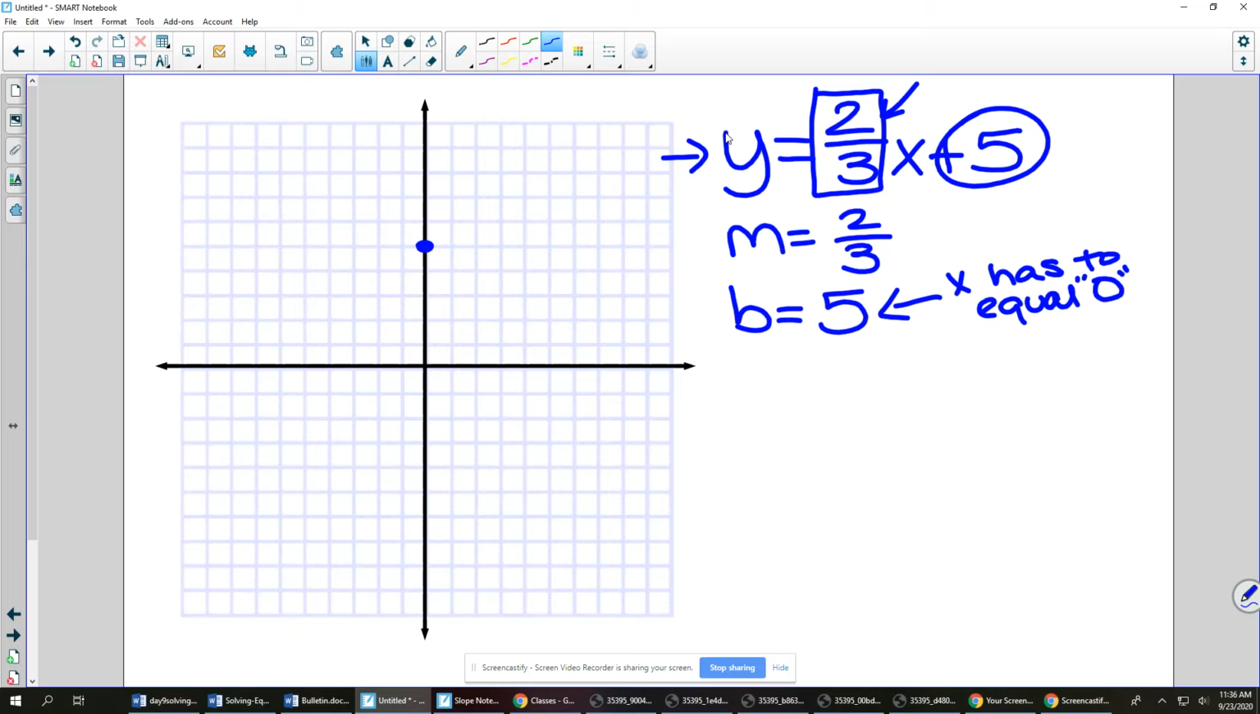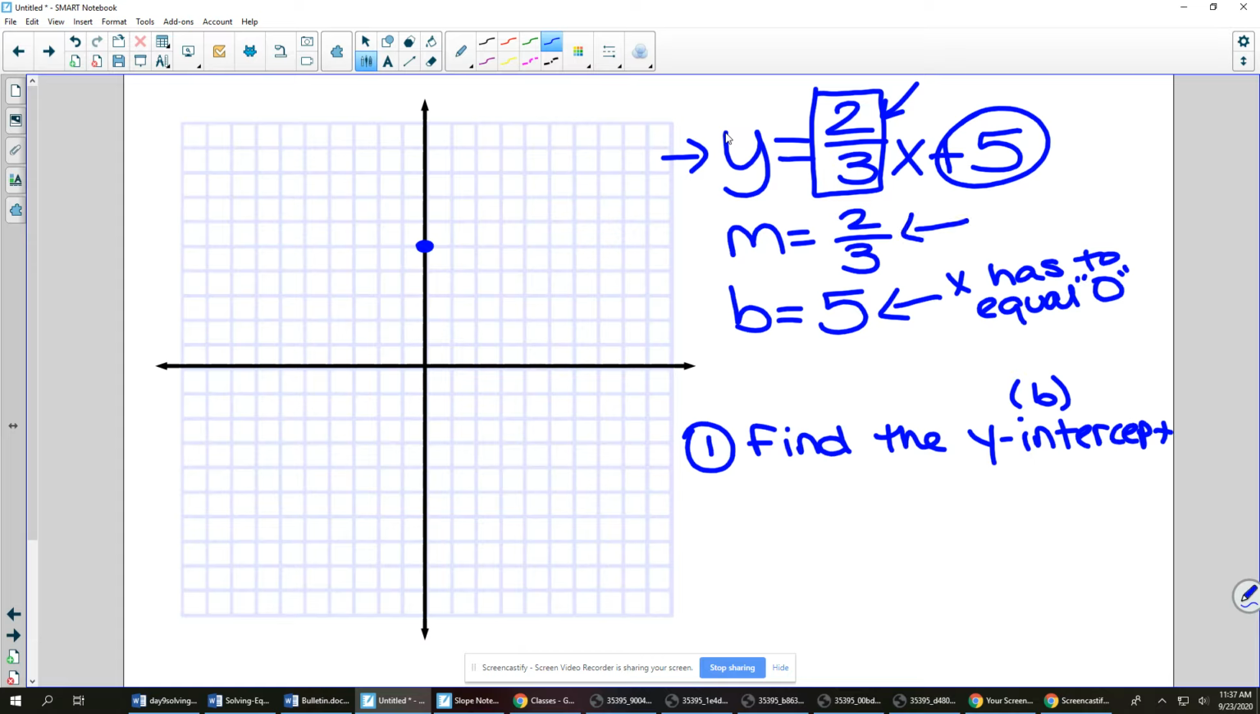So start it there. So the first step in graphing an equation without making a data table is to find the y-intercept, and I'm going to also mark on here B, and plot it. So find the y-intercept and plot it, which I just did. I plotted that 5. So the next step is going to be using our slope.